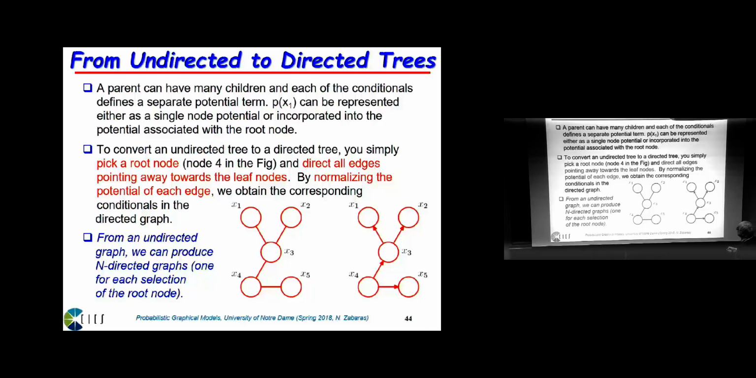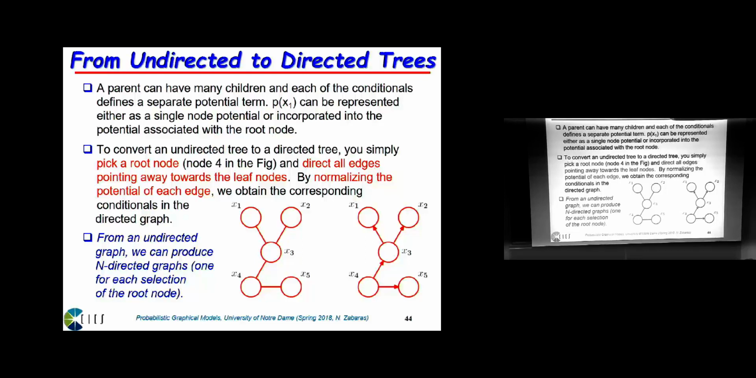And something that is common sense, right? If you have an undirected tree, I don't see, by the way, a reason why you'd be interested in making it a directed tree. But if you read here, it says from an undirected graph, we can produce n directed graphs, one for each selection of the root node. So the idea here is, if I give you an undirected graph, and for whatever weird reason you want to make it a directed graph, you're going to say, okay, let me select this to be the root node, and start pointing arrows away from the root node. So we'll go this way, and this way, and then that way, and that way. But you can start with any node, so you can produce actually n directed graphs that are not necessarily equivalent.